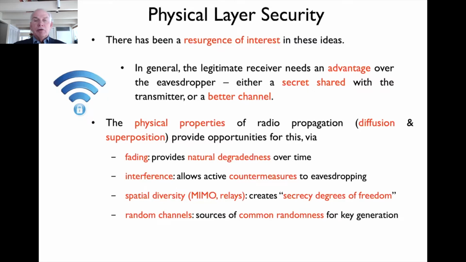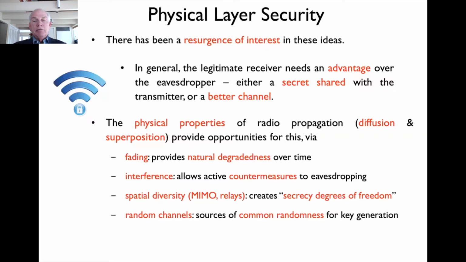advantaging one receiver over an eavesdropper. So for example, fading, which is a natural thing in wireless channels, provides natural degradedness over time. If you have two receivers that are fading independently, you're going to have times when one receiver has an advantage over the other. Interference, which is the superposition property, allows active countermeasures to eavesdropping, such as jamming. So that's another physical layer property you can take advantage of to get security, or to advantage one receiver over another.